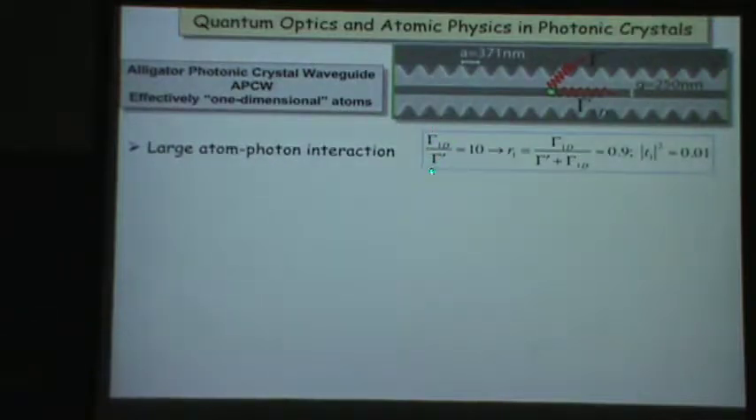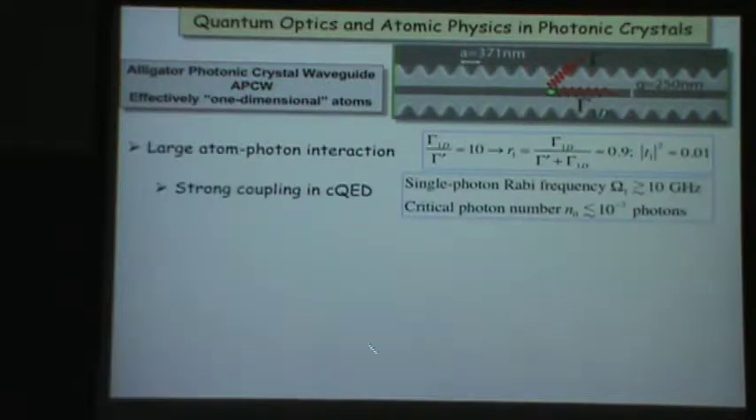In that case, we should have this ratio. This is the critical ratio: the amount into the waveguide is much bigger than into all the other modes. We should have 90% reflection, 1% transmission, 100-fold attenuation. And in terms of quantum optics, if you've been in it your whole life, you know that one photon can make an atom oscillate at a rate of 10 gigahertz, which is about 50 times bigger than ever was achieved before in the optical domain. And how many photons do you have to put in here to saturate the atom? 10⁻⁷. So one photon is really a big deal in this thing.